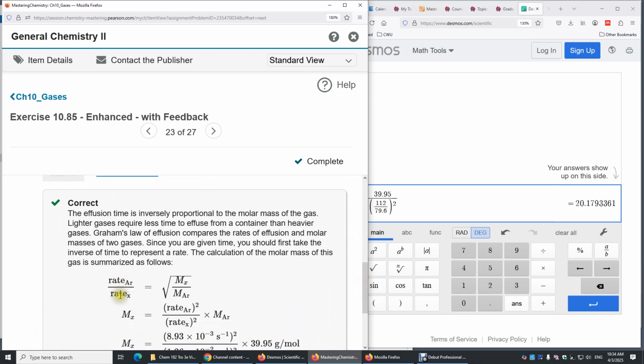So you can see the effusion rate is inversely proportional to the square root of the molar mass. So we'll use this equation here.